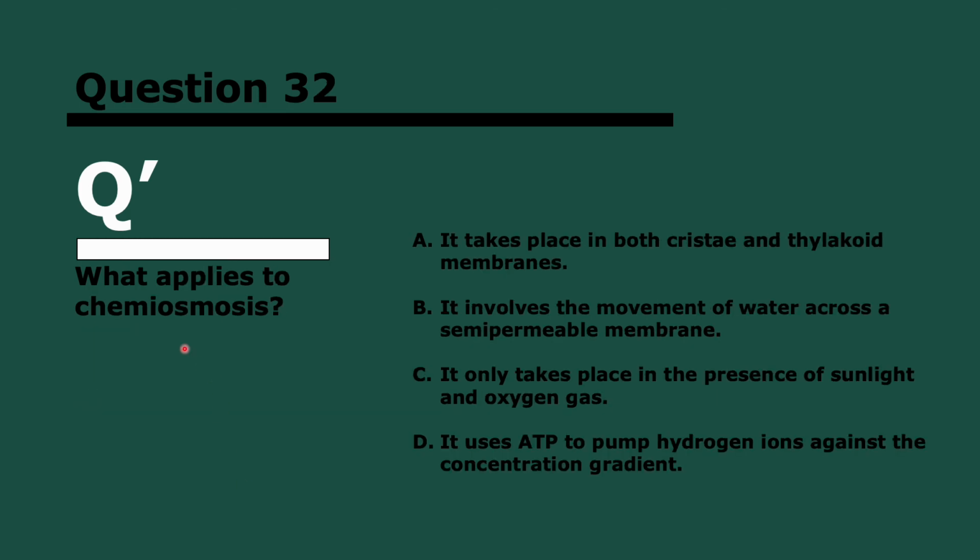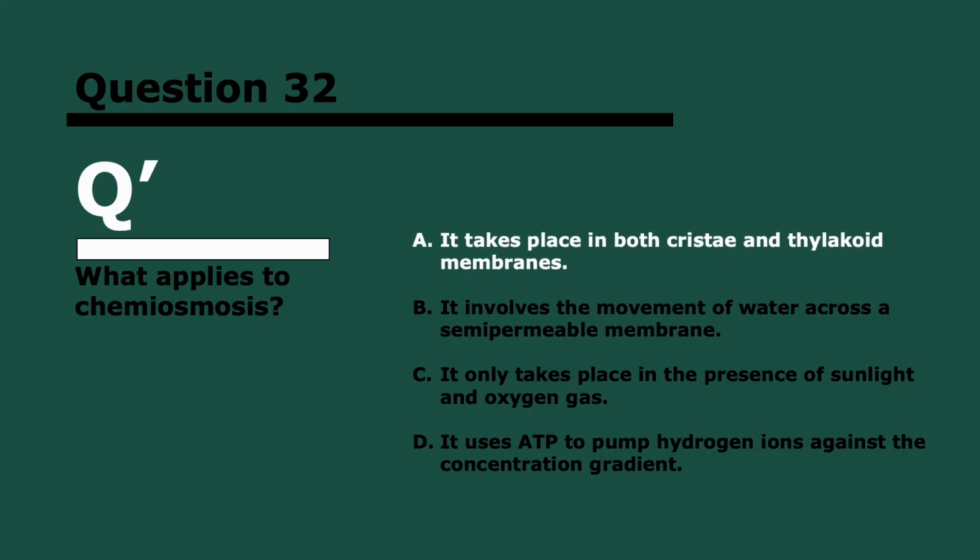Okay, so what applies to chemiosmosis? And again, 3, 2, and 1. It's A. Okay, so it takes place in both cristae in the mitochondria and thylakoid membranes in the chloroplast. So that's true. It does not involve the movement of water across a semi-permeable membrane. It actually doesn't involve the movement of water at all. It only takes place in the presence of sunlight and oxygen gas. Not true. And it uses ATP to pump hydrogen ions against the concentration gradient. Not true. So actually, it does the opposite. It uses hydrogen ions to make ATP.